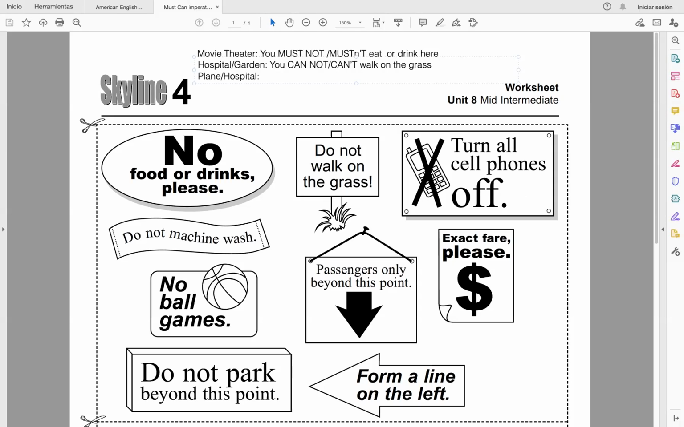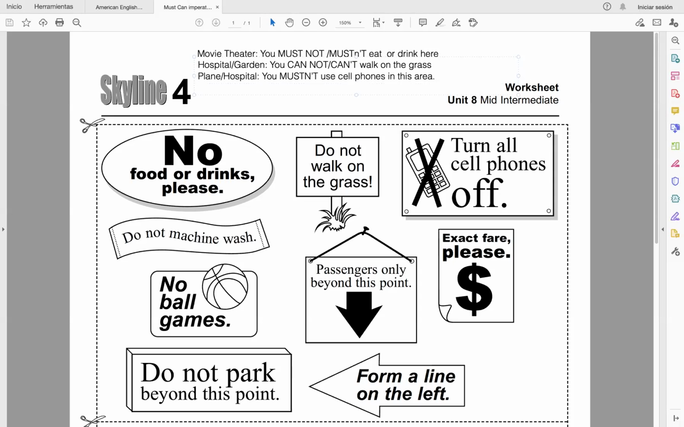And obviously, turn off the cell phones. This is, again, you, I want to make it bigger. You mustn't use cell phones in this area. Okay. Okay. Very good. Look at the next one.